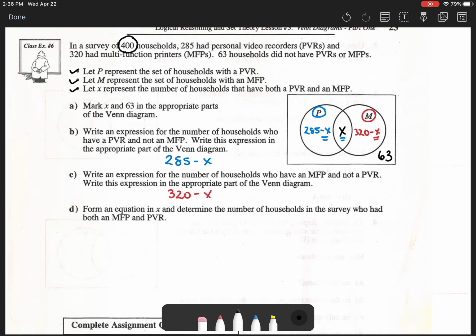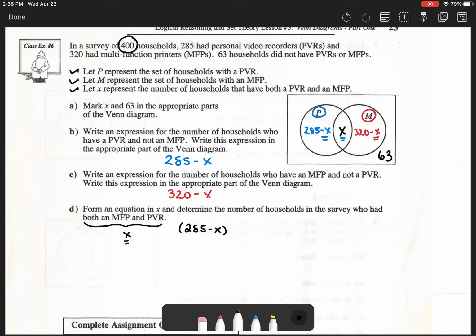So that's pretty important that I know how to get those expressions, because that'll lead me to part D, where it says form an equation in X, which just means using the variable X, and determine the number of households in the survey who had both an MFP and a PVR. So when they want both MFP and PVR, that's the variable X. That's the piece right in the middle. That's what we're after here. So how do I do that?